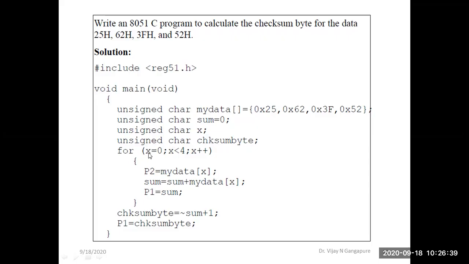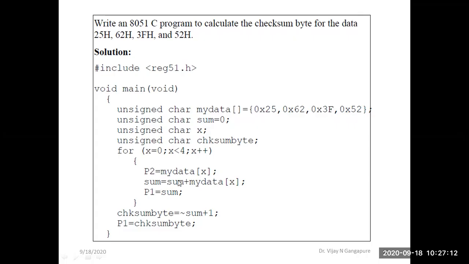Next, a for loop is there. In the for loop the first expression is x = 0, the second is x < 4, and the third is x++. This means the loop will be repeated while the value in x is less than 4, and we start with x as 0, so the loop will be repeated 4 times, because we are going to add these 4 numbers to calculate the checksum byte. For that this loop is written.